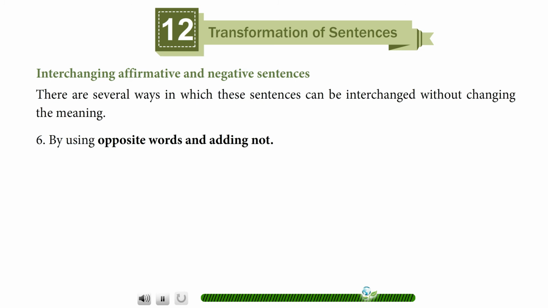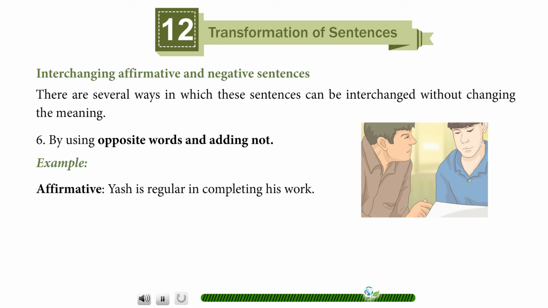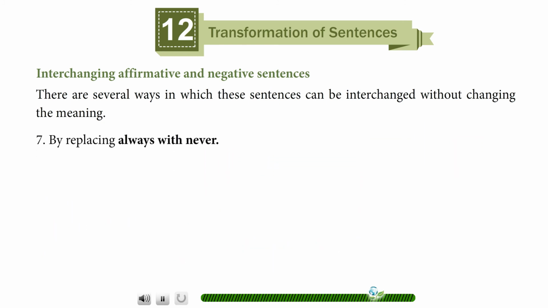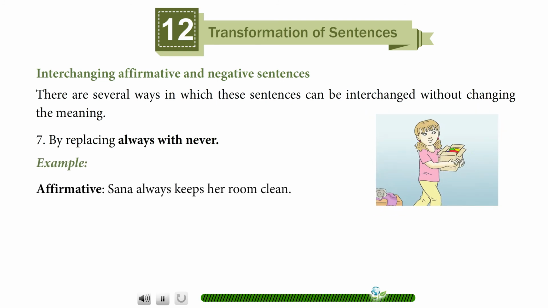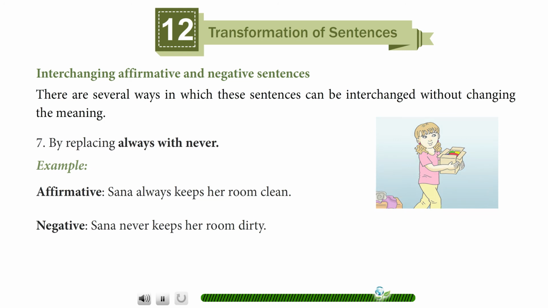6. By using opposite words and adding not. Example: affirmative, Yash is regular in completing his work. Negative, Yash is not regular in completing his work. 7. By replacing always with never. Example: affirmative, Sana always keeps her room clean. Negative, Sana never keeps her room dirty.